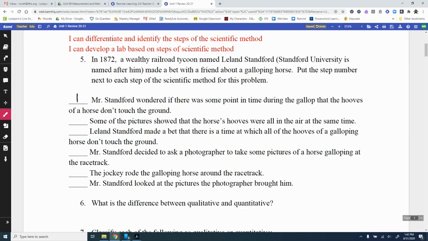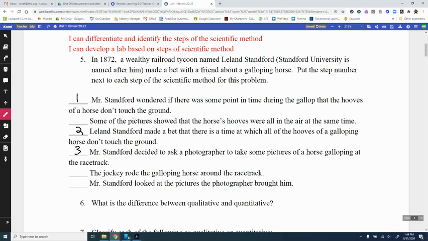Next, he made the bet. So that's this one here. Leland Stanford made a bet that there is, and so on. You can read that. After he made the bet, he decided to test that out. He would ask a photographer to take some pictures of the galloping horse. So the next one is that one. He asked the photographer to take some pictures.